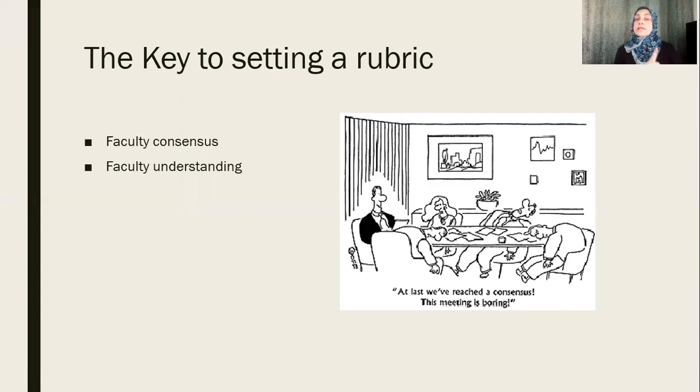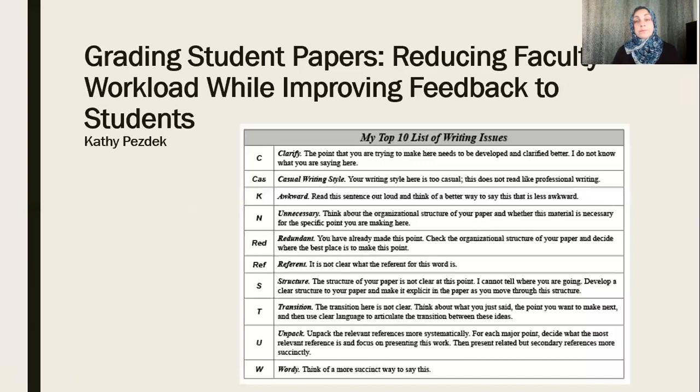But a key to setting the rubric is faculty consensus. Make sure your faculty understand the rubric. If they don't understand the rubric, they will not be able to grade properly. And you will find, again, variation in the grading, which is something we do not want. And make sure as well that faculty agree, they have a consensus that these are the rubrics that represent the student learning in this specific assignment. So again, make sure that faculty understand and that they agree.